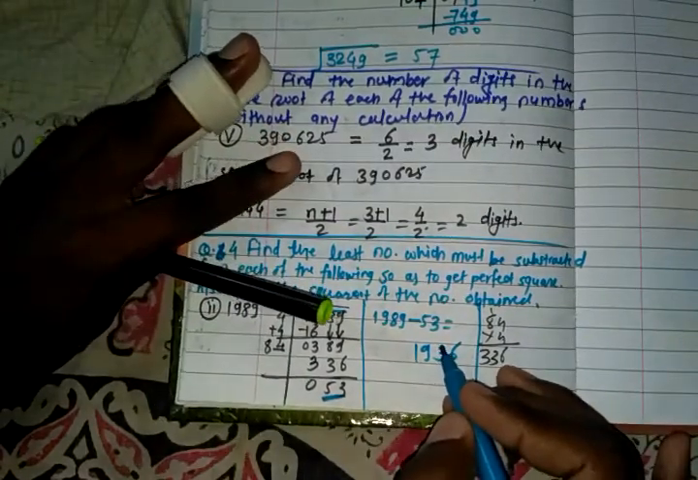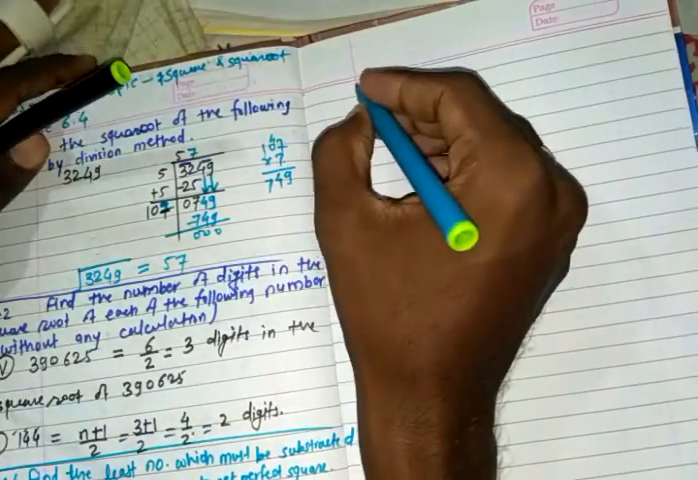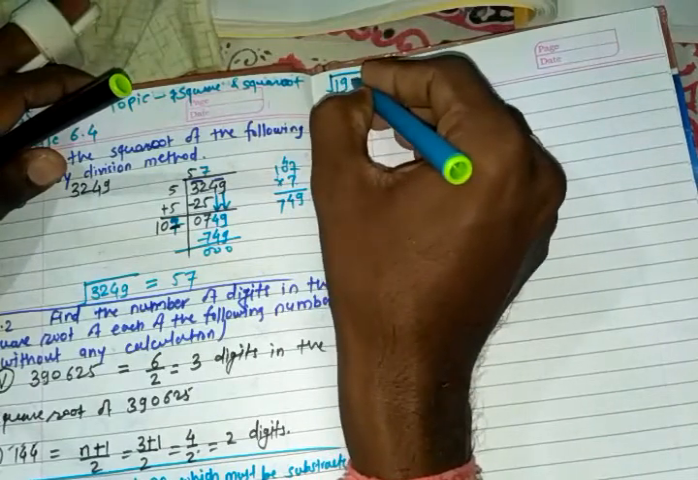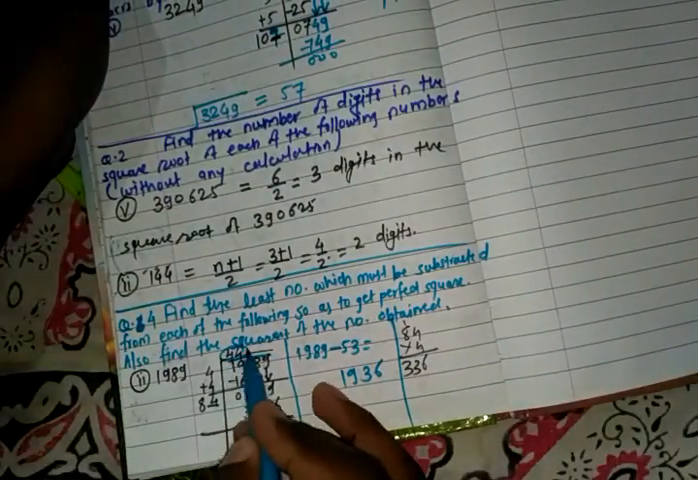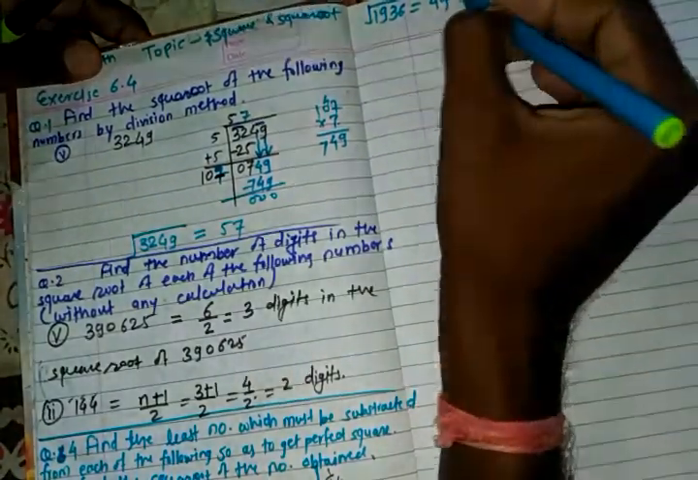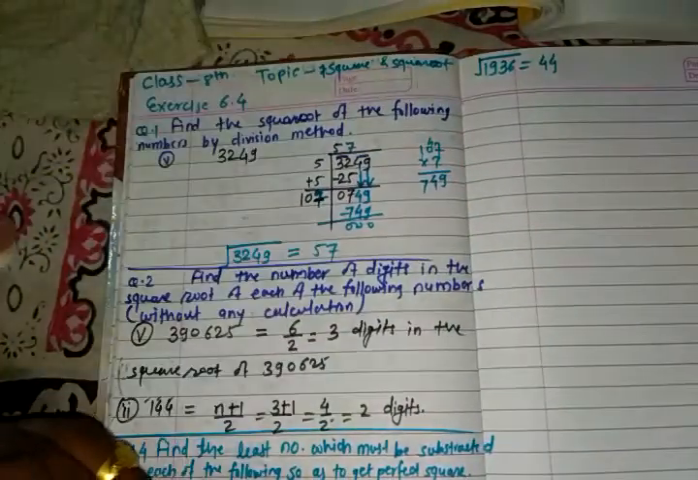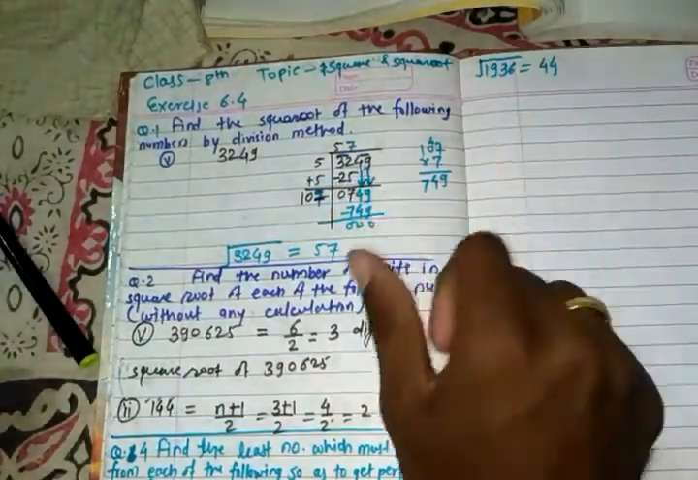1936 is that number. Now we have to find the square root of 1936. So the square root would be the answer to the question that we got first, because 53 is only remaining. So 44 is the square root of the given number whose perfect square we have to find, 1936.